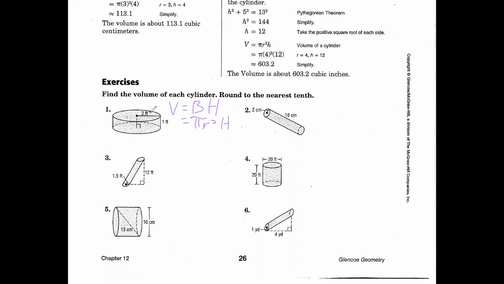We have a radius, we have a height, we just have to plug them in. So pi times 2 squared times 1. 2 squared is 4, 4 times 1 is 4, so I get 4 pi. This is in feet cubed. It does say round to the nearest tenth, so 4 times pi is 12.6.